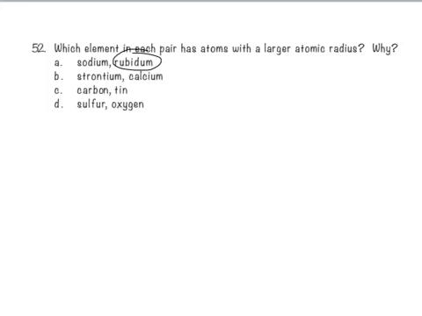Let's see, strontium and calcium. Looks like it's going to be strontium. Why? Once again, strontium has an additional energy level than calcium. It's going to be bigger. Carbon and tin. That's going to be tin, largely for the same reason. Tin has, let's see, 3 more energy levels than carbon. And then sulfur and oxygen. Sulfur is larger. Why? It has 1 more energy level.